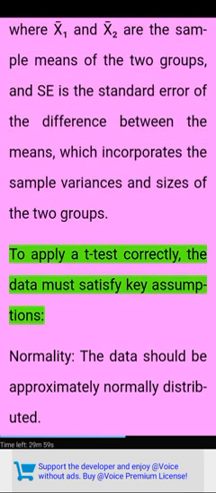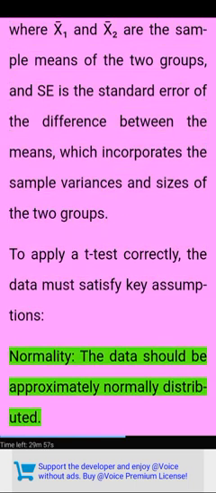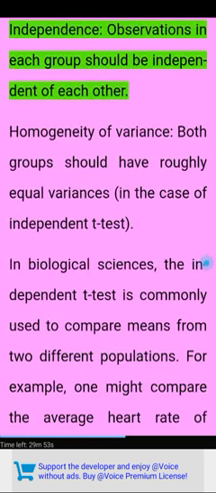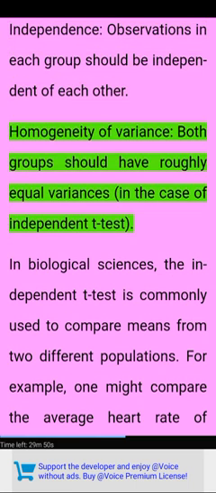To apply a t-test correctly, the data must satisfy key assumptions. Normality, the data should be approximately normally distributed. Independence, observations in each group should be independent of each other. Homogeneity of variance, both groups should have roughly equal variances in the case of independent t-test.